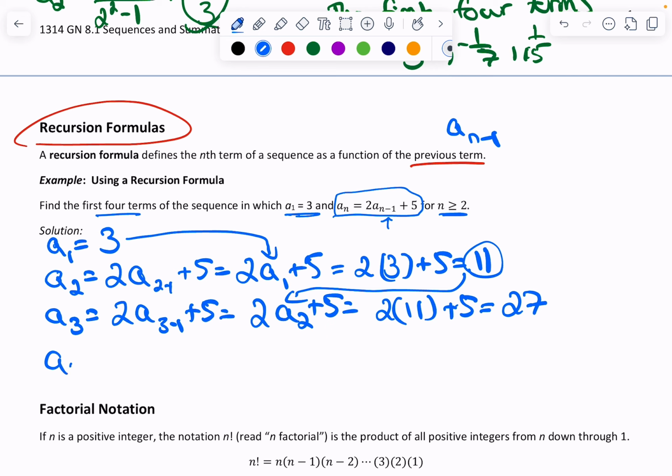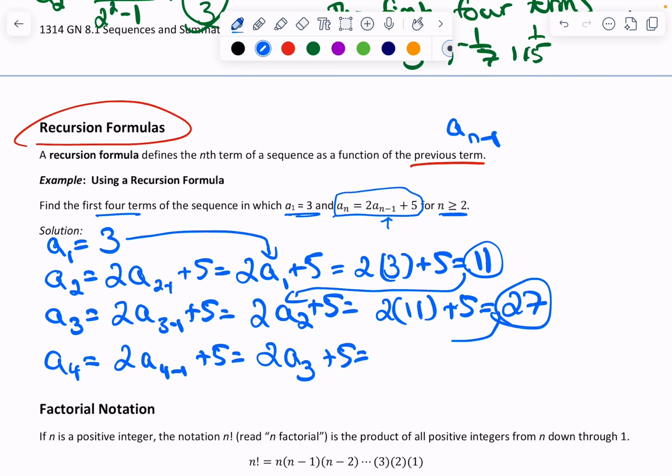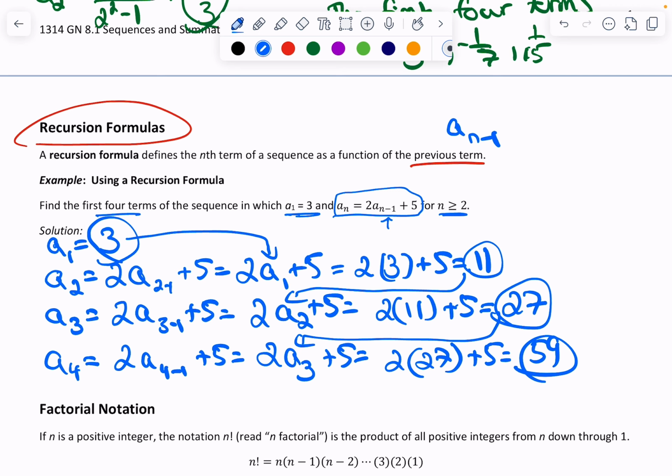Fourth term, 2 times a sub 4 minus 1 plus 5. So 2 times the third term plus 5. Third term is 27. So 2 times 27 plus 5 equals 59. So there are the first 4 terms.